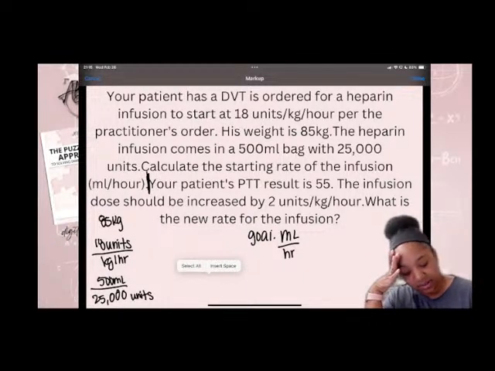All right. So, yes, we're going to start with the milliliters. So, 500 ml over 25,000 units.